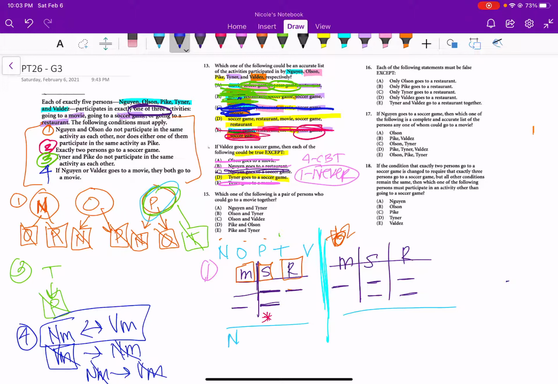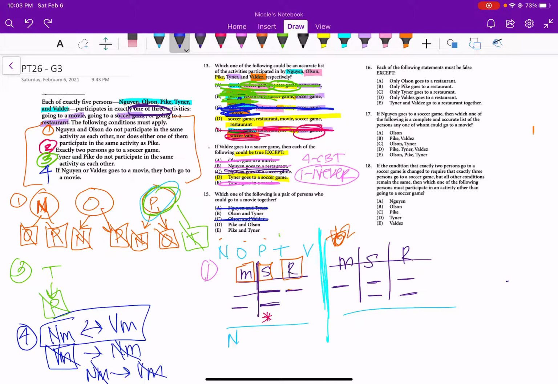So A, I'm going to automatically cross off. And I'm going to cross C off because V and O can't go together, because if V goes, N has to go. And now I'm just going to pay attention to, can any of these items not go together? So for example, remember, if we have N, we can't have O or P, or if we have O, we cannot have N or P. And so our next answer choice says O and T.